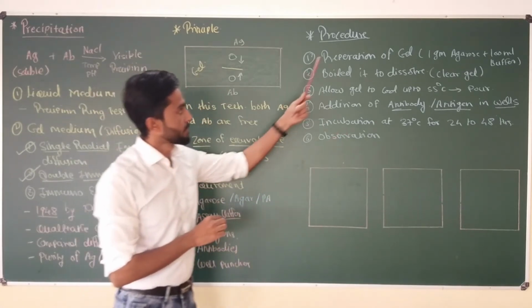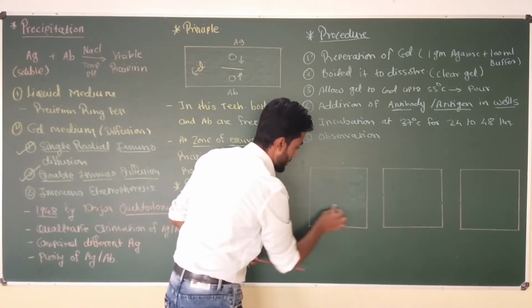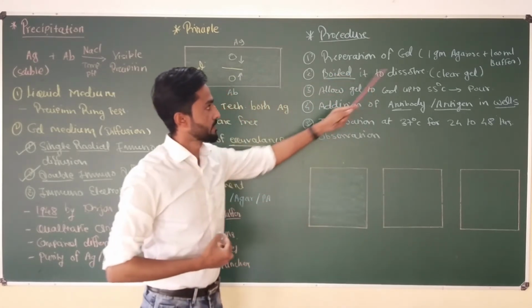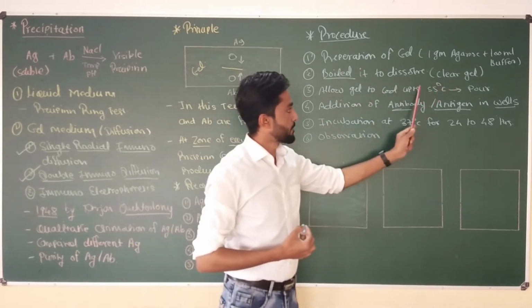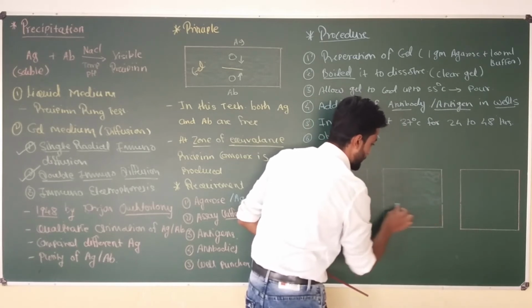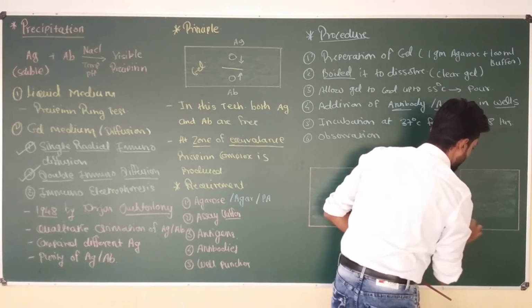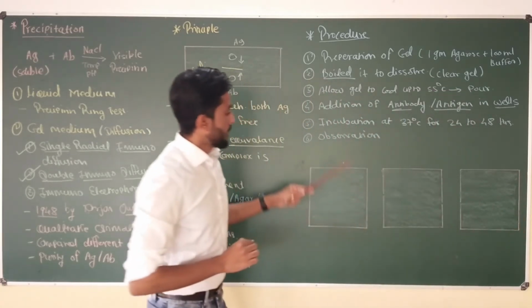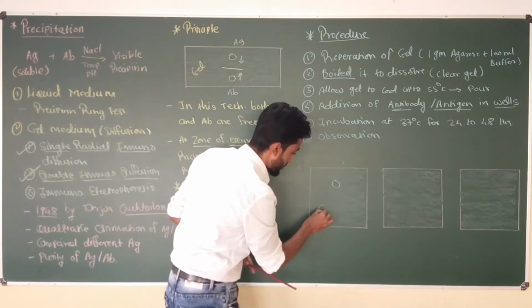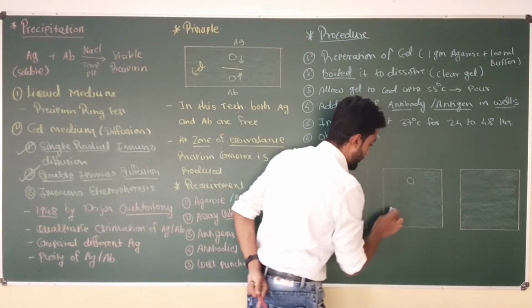First is preparation of gel. For example, I prepare a 1% agarose gel, and I dissolve it in the buffer with the help of boiling, and then after cooling I pour the agarose gel onto clean, grease-free glass plates. Now after that I am going to make wells like this in the gel medium with the help of a well puncture.